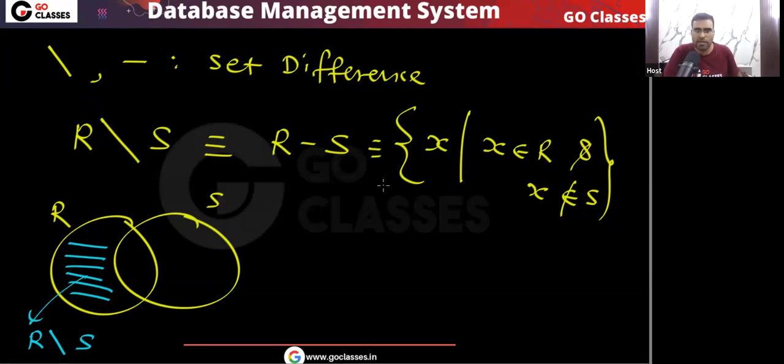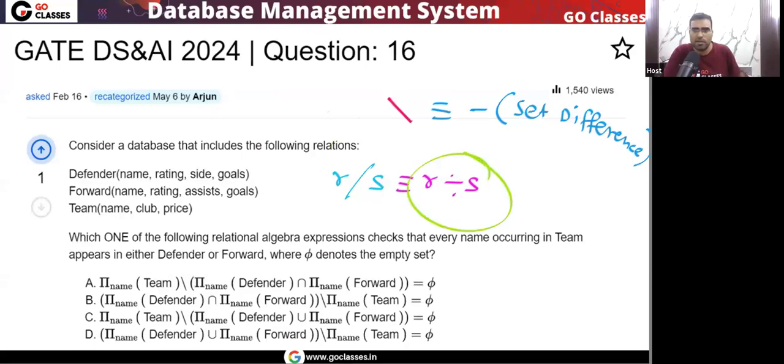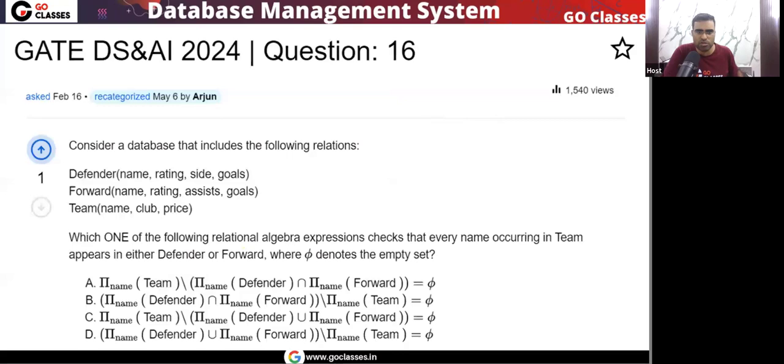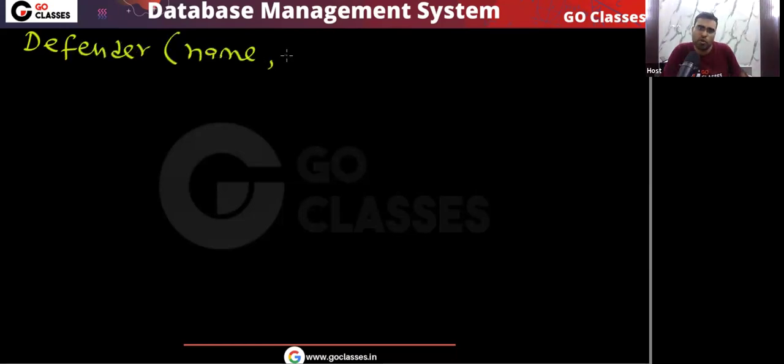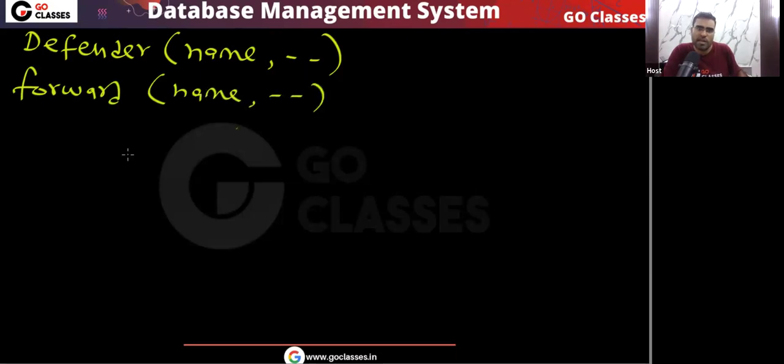And remember, this other symbol is for division operation. So in the options we don't have the division operation, we have the set difference operation. Now it is very simple to solve this question. See what the question is saying. In the defender table there is a name column, so these are the names of defenders, and there is a forward table. In the forward table also we have names. These are the names of the players who are forwards.